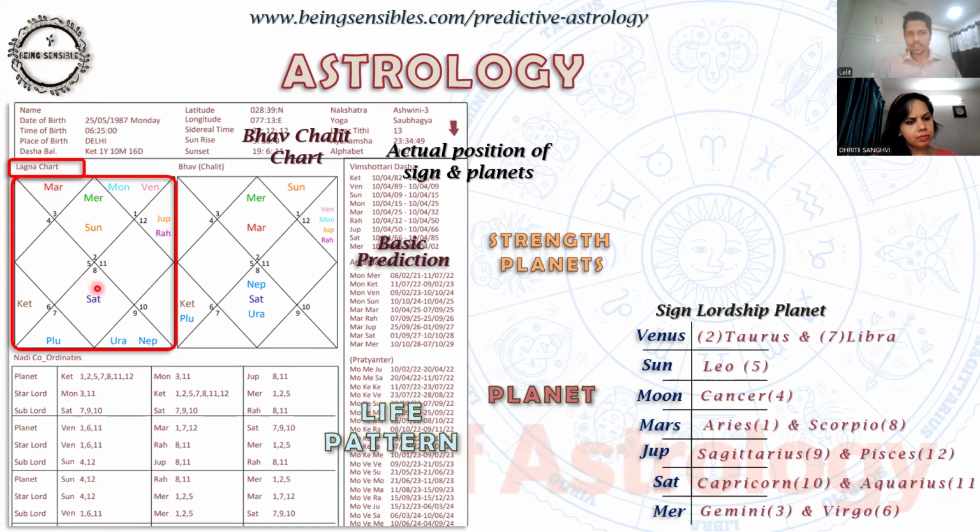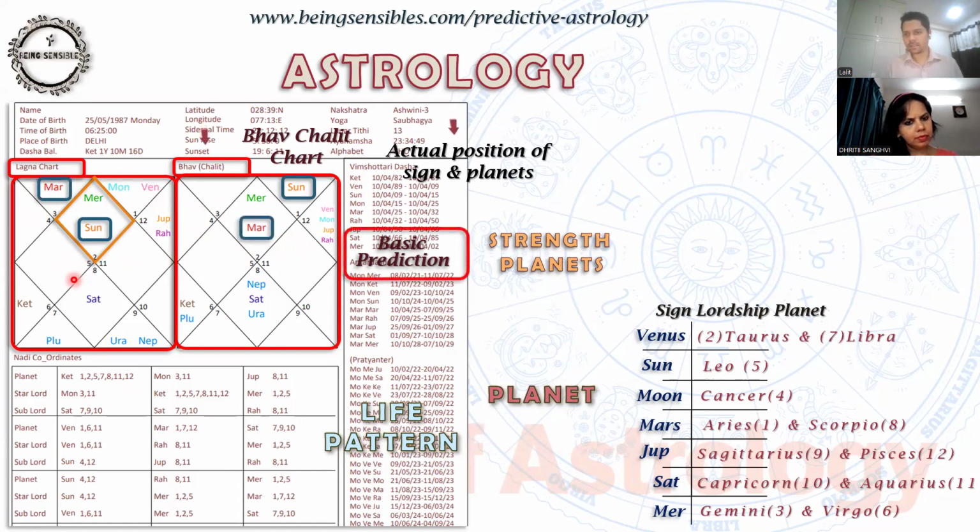As you can see in the Lagna chart, although this is a demo chart, to give clarity: in this Lagna chart, the Sun is placed in the first house. In Bhavchalit, it is placed in the 12th house. So it helps us understand the basic prediction. Suppose Mars is placed in the second house; it could have a negative effect or a positive effect. It can be determined through the combination of houses. Got it?